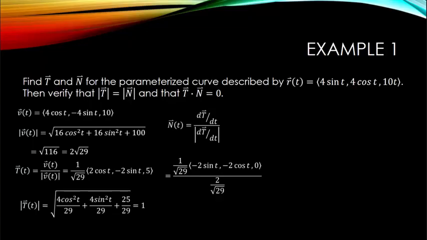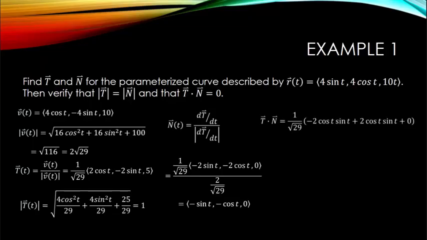This gives me 1 over the square root of 29 times the components negative 2 sine t, negative 2 cosine t, and 0, all divided by 2 over square root of 29. This reduces to a vector with the components negative sine t, negative cosine t, and 0.